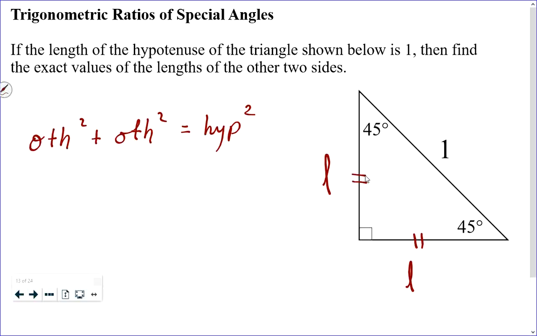So in this particular case, you're going to have L squared plus L squared equals the hypotenuse squared. Well, the hypotenuse is 1. Right? This is the hypotenuse. The hypotenuse of a right triangle is always the longest side. Once again, you didn't have to choose L. You could have chosen any variable you wanted to.